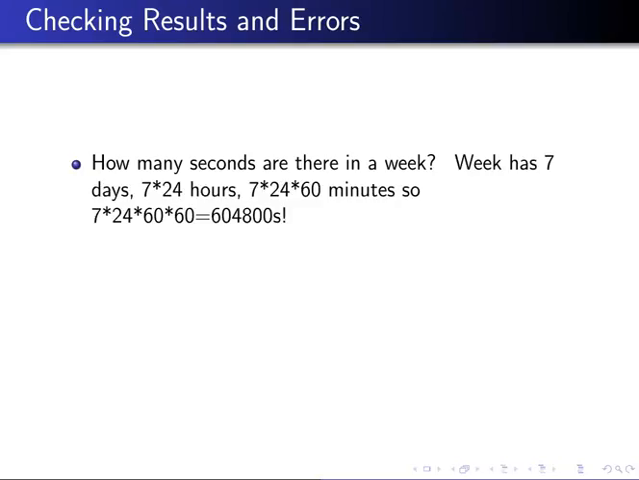Well, a week has 7 days. Each day has 24 hours. And each hour has 60 minutes. And each minute has 60 seconds. So multiplying that out, we get 604,800.